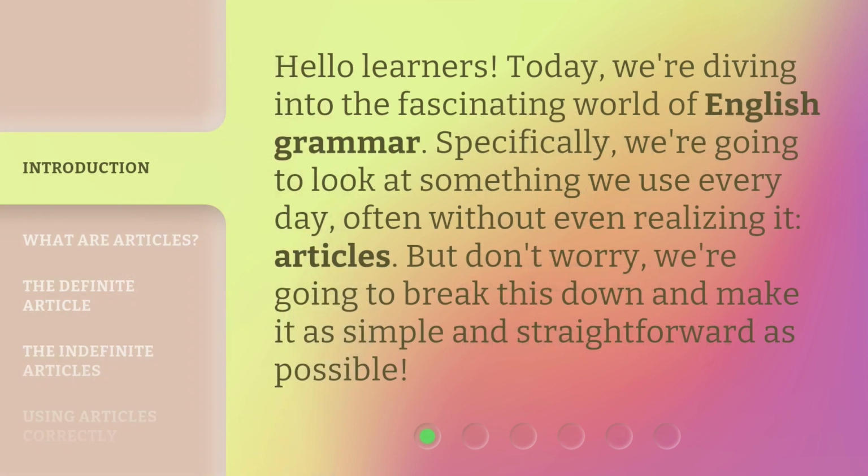Hello learners! Today, we're diving into the fascinating world of English grammar. Specifically, we're going to look at something we use every day, often without even realizing it: articles. But don't worry, we're going to break this down and make it as simple and straightforward as possible.